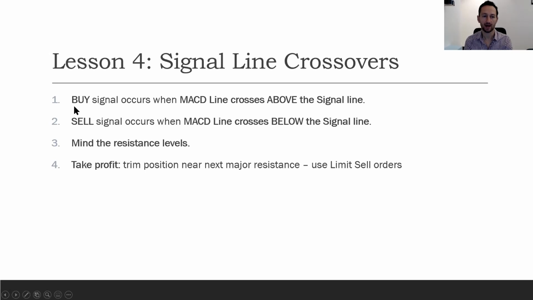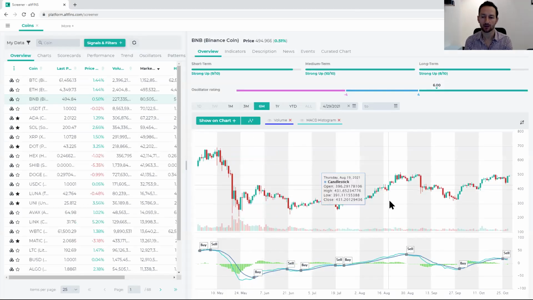The rules. Buy signal occurs when the MACD line crosses above the signal line, right? So here in this chart again, the MACD line is the light blue, the signal line is the dark blue one. So when the MACD line crosses above the signal line, as it did here, there is a buy signal. And then vice versa is the sell signal.